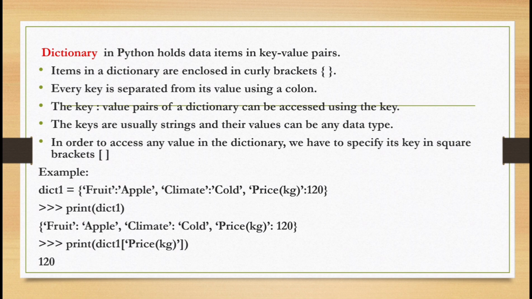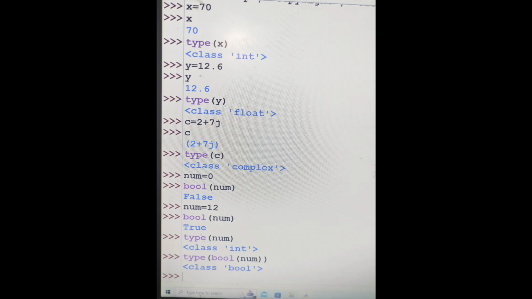In order to access the value of a dictionary, you should use the key in square braces. Specify the dictionary name and the key in the square braces. Now let us see practically how it is working.